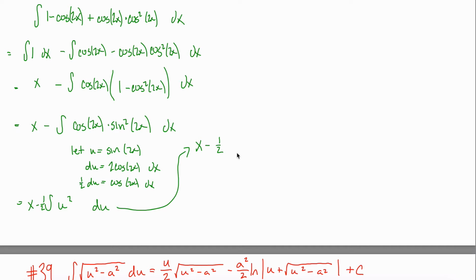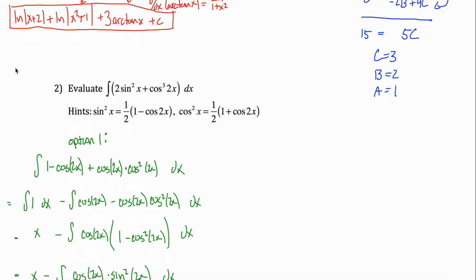From here, I got x minus 1/2 times the antiderivative of u squared, which is 1/3 u cubed. So I got x minus 1/2 times 1/3, aka 1/6, of u cubed. And u is sine of 2x, so I got sine cubed of 2x. And if I remember to put in a plus c, more power to me, that right there would be my answer. That's one way you can do it.